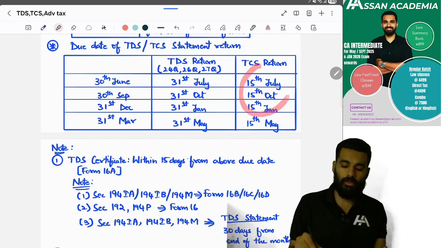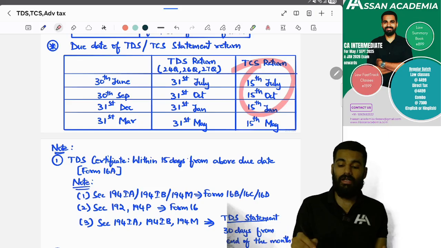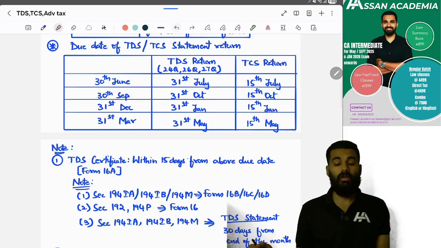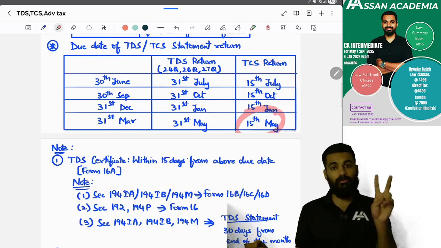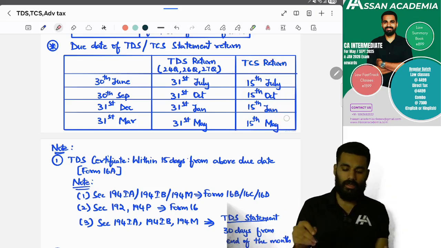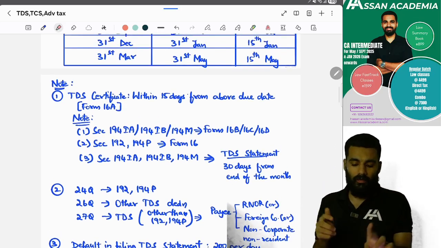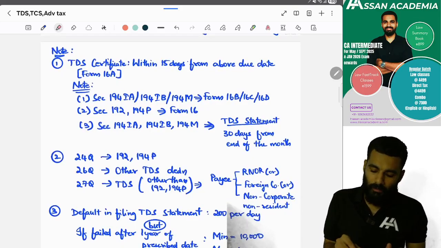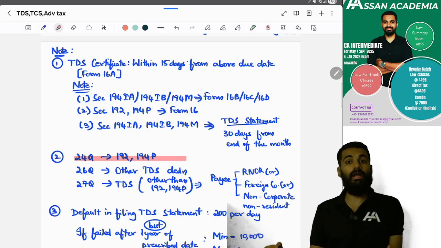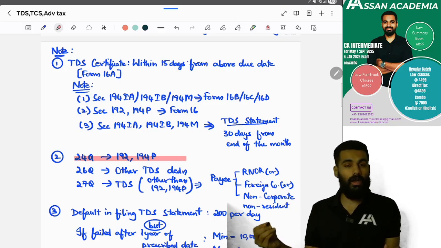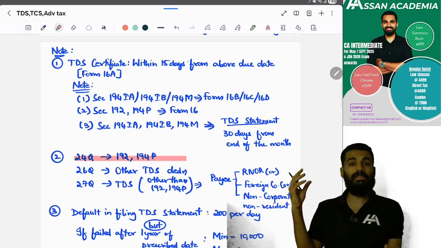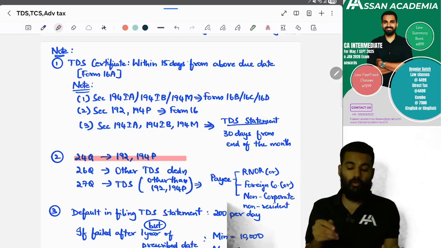The same applies for TCS, but it is not the 30th or 31st, it is the 15th, and here also 2 months. And what form will you give for the TDS return for 192 and 194P? You will give form 24Q.